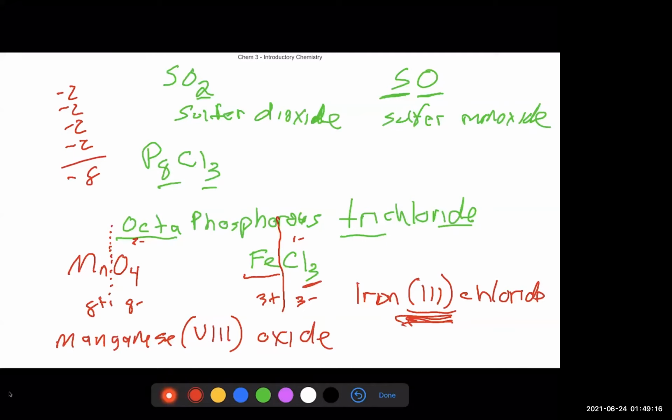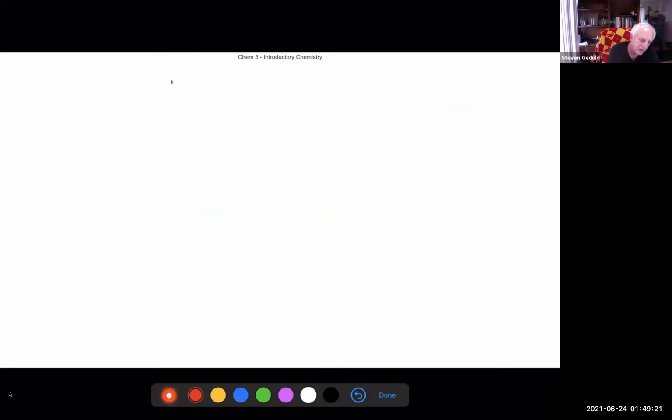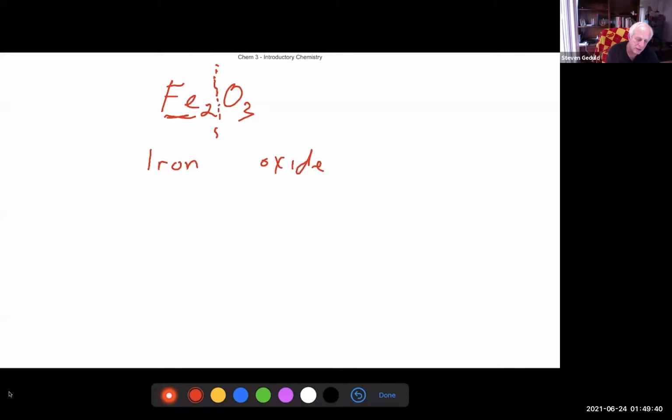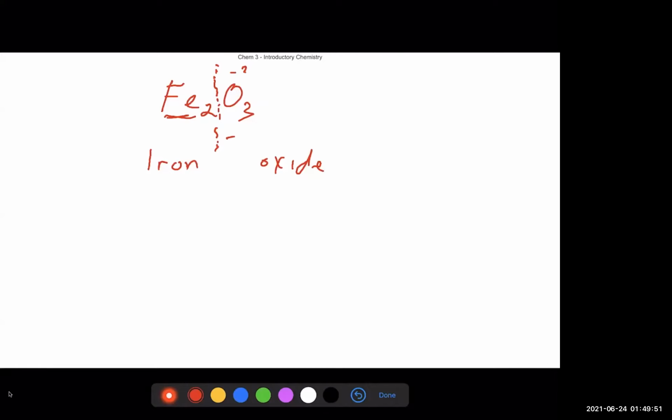Okay. And sometimes you gotta be a little careful how you do them. Like, let's name that one. You know it's gonna be iron, right? And you know it's gonna be oxide. Okay. But you know this is a transitional metal. So here, we'll draw our line. And what's the charge on oxygen? We just said it was -2. And we got 3 of them. So what's the total negative charge on that side? -6. So the other side has to be +6.